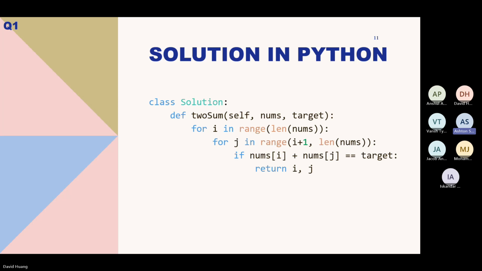In Python, if you just return it like this, it'll automatically turn it into an array. So it'll just be an array that contains 1, comma 2. And that's how it works in Python.